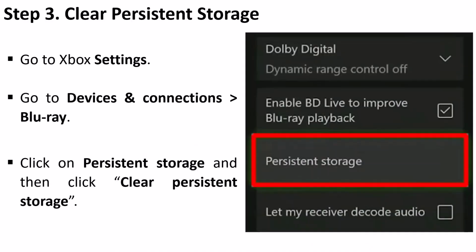Step 3 is to clear persistent storage. Go to Xbox settings, go to devices and connections, Blu-ray, click on persistent storage and then click clear persistent storage. If you don't find this option, then skip this.